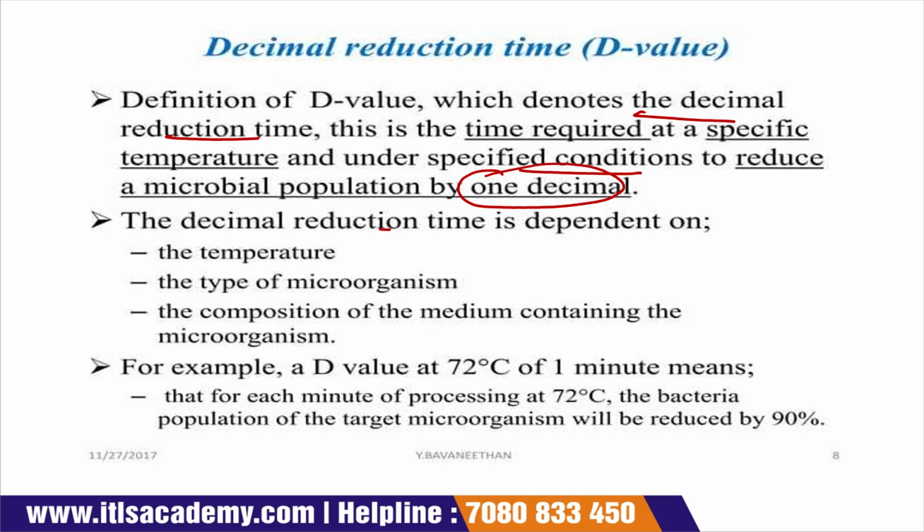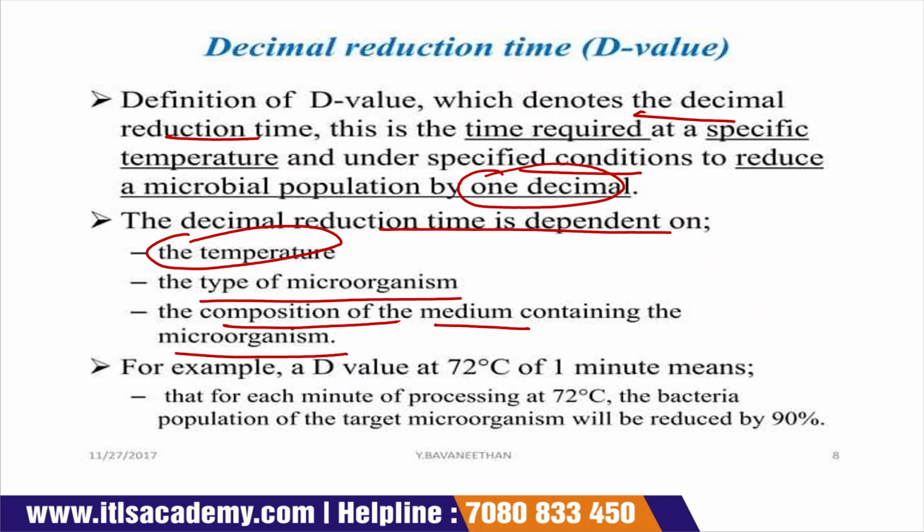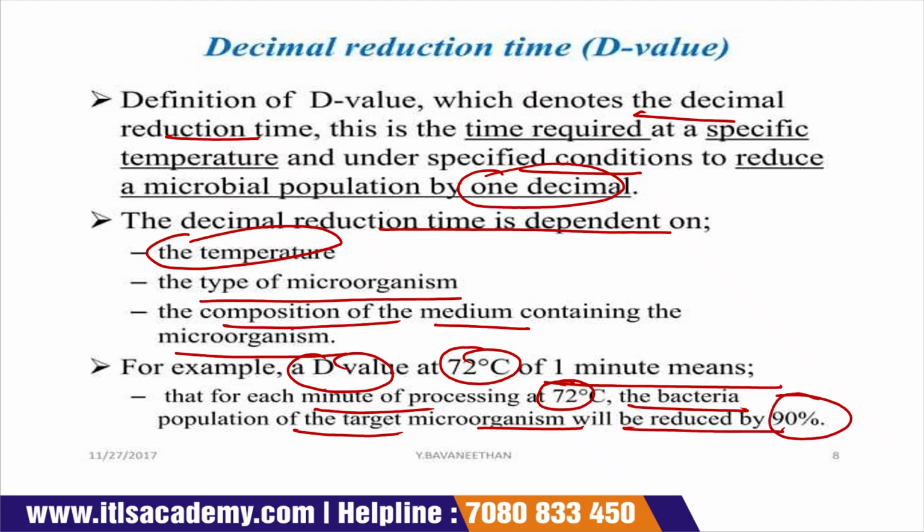Here the decimal reduction time depends upon the temperature, type of microorganism, and composition of the medium. For example, a D value at 72 degrees Celsius of 1 minute means that for each minute of processing at 72 degrees Celsius, the population of the target microorganism will be reduced by 90%. That is what the value means.